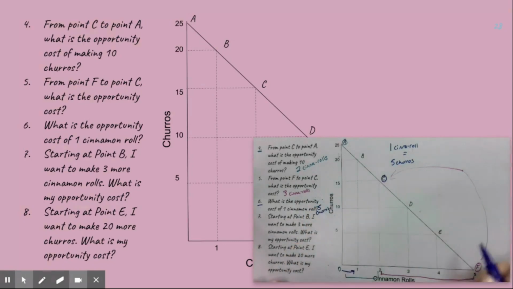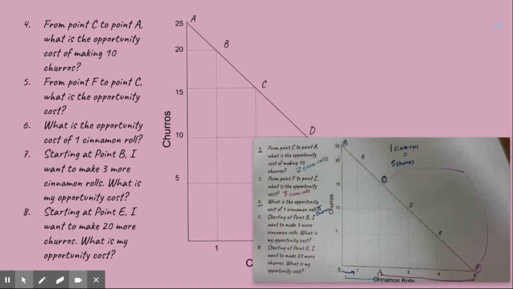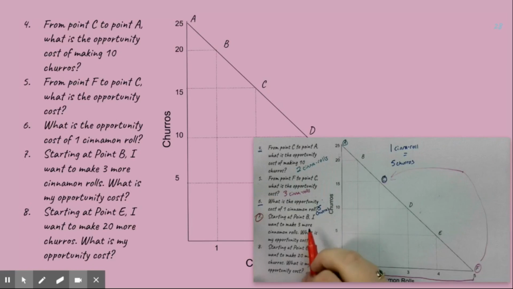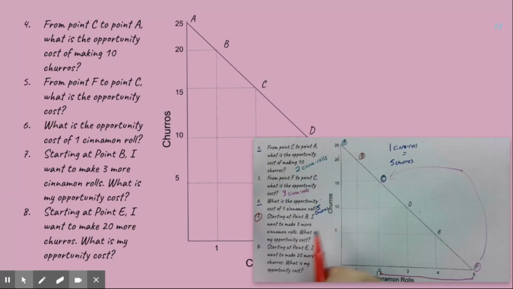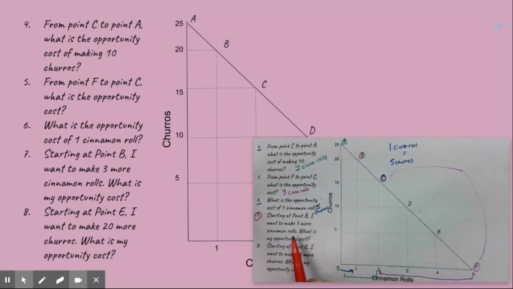Yum. Okay. All right. Number 7. Here we go. I know you're getting bored with me. Red. Number 7. Starting at point B. Ooh, Miss Keller gave us a point this time. I want to make 3 more cinnamon rolls. I don't know why. Churros are way better. What is my opportunity cost?